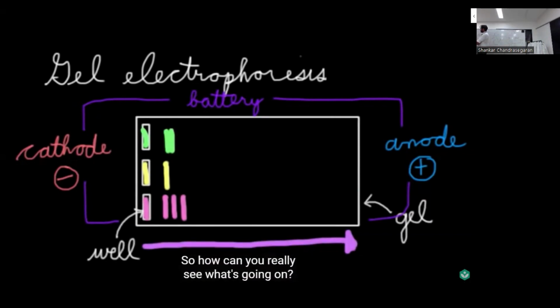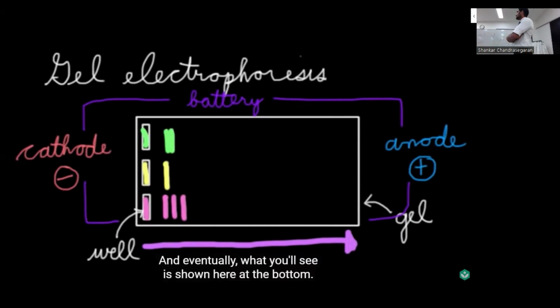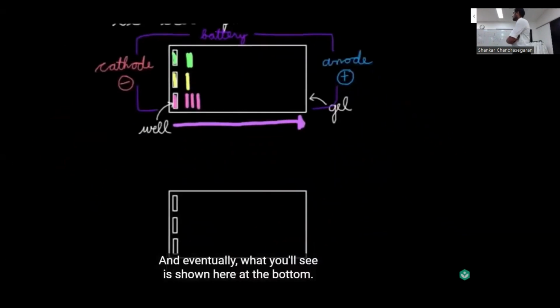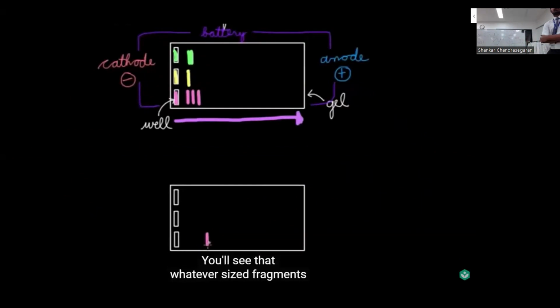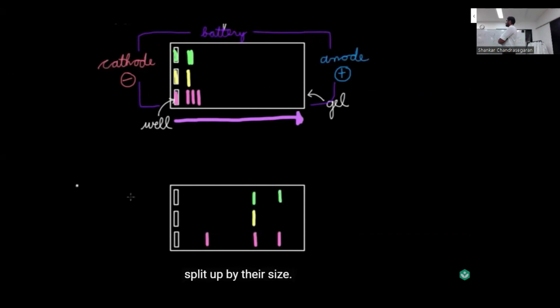So how can you really see what's going on? The solution is to let this run for a longer period of time. And eventually what you'll see is shown here at the bottom. You'll see that whatever size fragments were in your original samples have effectively split up by their size.